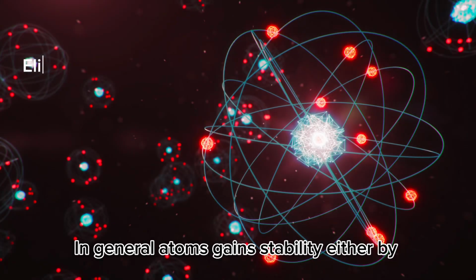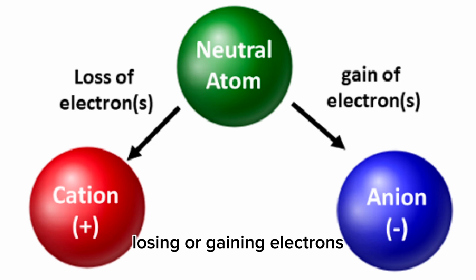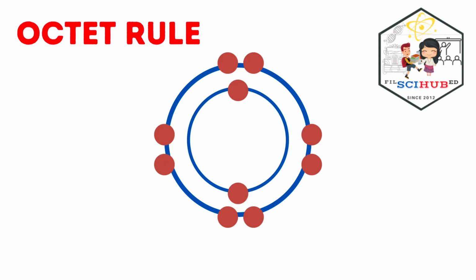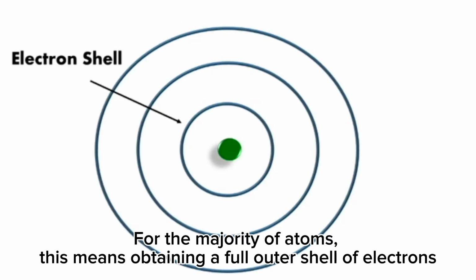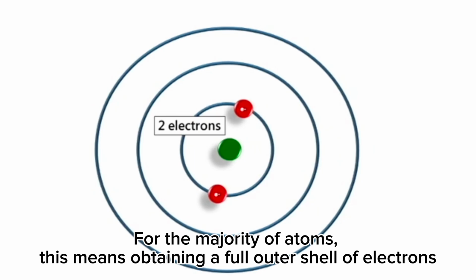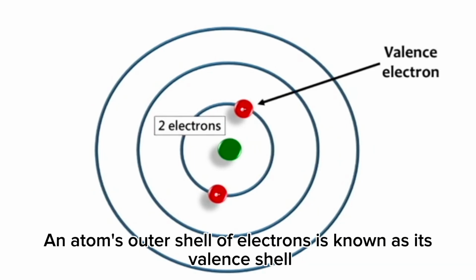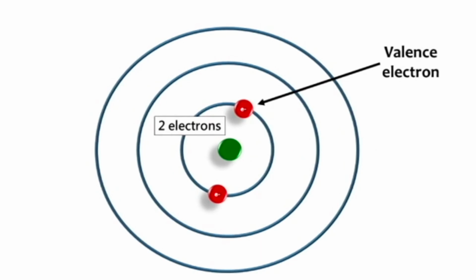In general, atoms tend to gain stability either by losing or gaining electrons or by sharing electrons. Simply put, atoms form bonds in order to become more stable. For the majority of atoms, this means obtaining a full outer shell of electrons. An atom's outer shell of electrons is known as its valence shell.